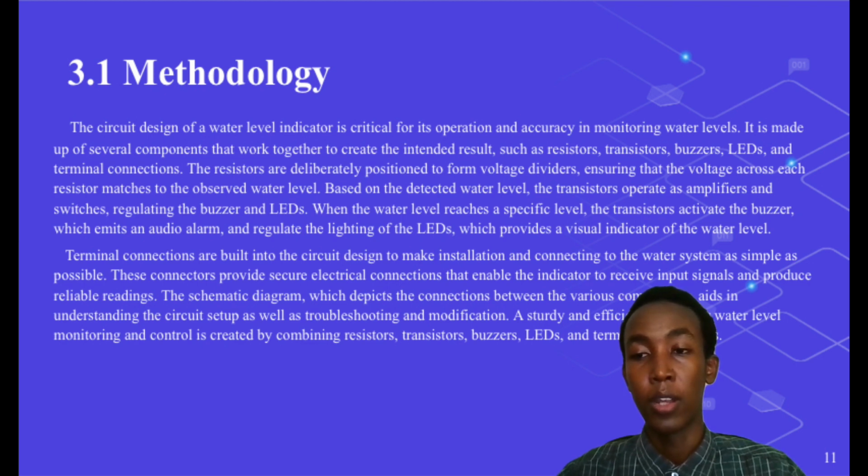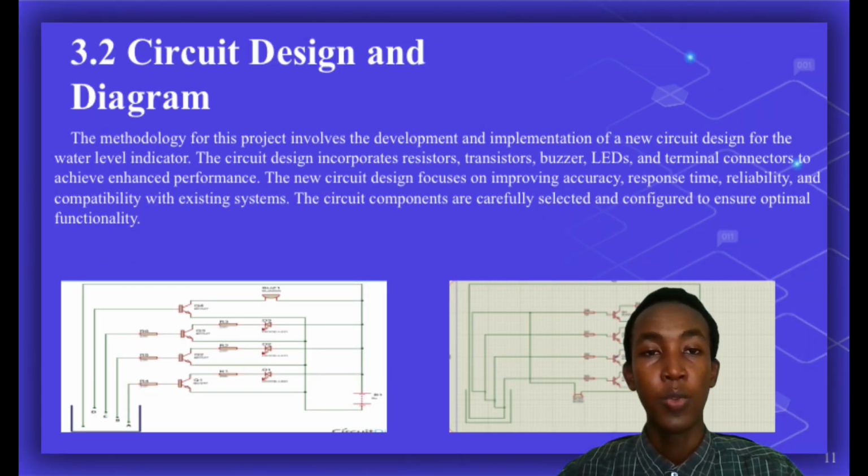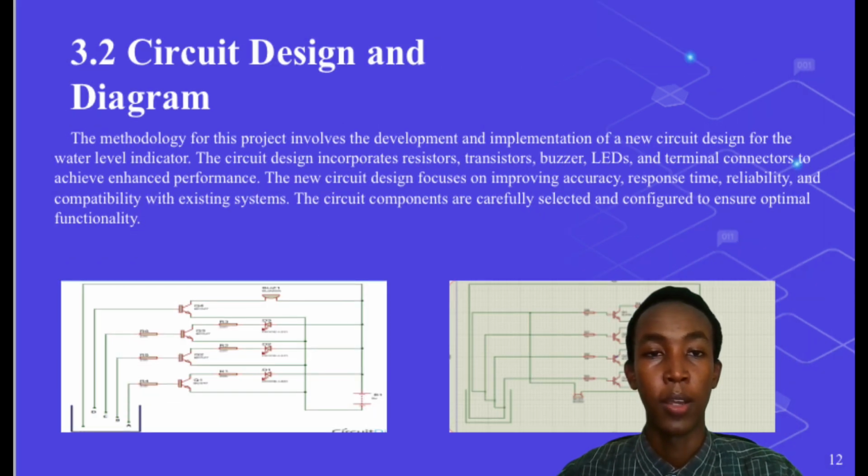The schematic diagram, which depicts the connections between the various components, aids in understanding the circuit setup as well as troubleshooting and modification. A steady and efficient system for water level monitoring and controlling is created by combining the resistors, transistors, buzzers, LEDs, and terminal connectors. Next will be the circuit design and diagram.